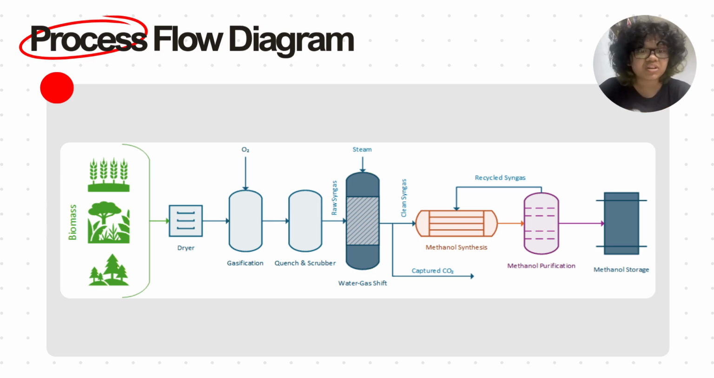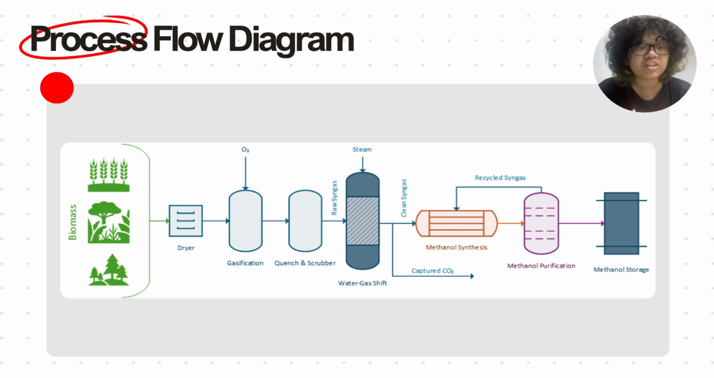Then it will go through the water gas shift reactor, where steam was also added to be able to get the correct composition of hydrogen and carbon monoxide. Then that syngas is fed into the methanol synthesis reactor. There's also an outstream of captured CO2 to further adjust the composition that we need. In the methanol synthesis, it would produce raw methanol, which will then be purified.